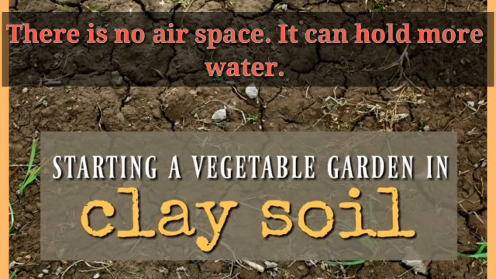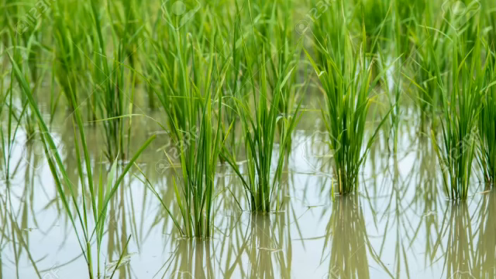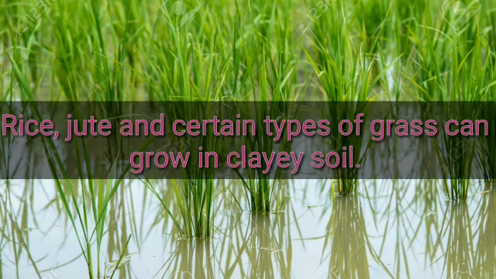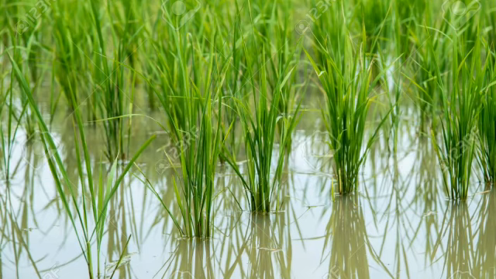So the plants which need more water, only those plants can grow in clayey soil. For example, paddy, which means rice, jute and certain types of grasses. These plants need more water, so they can grow in clayey soil. Got it? So clayey soil is not ideal for all types of plants.